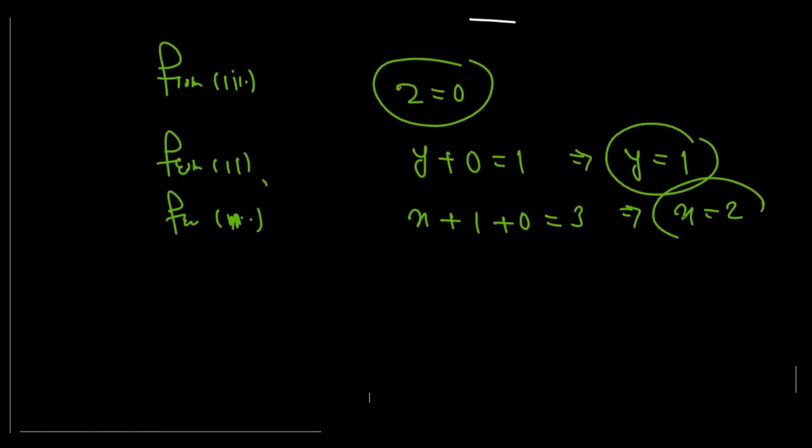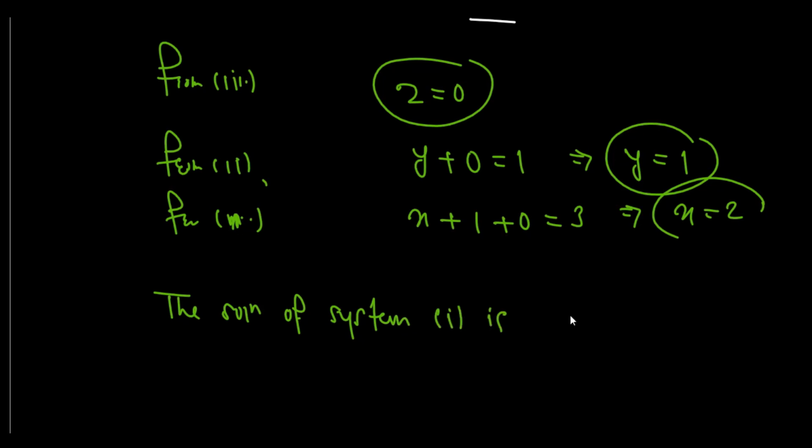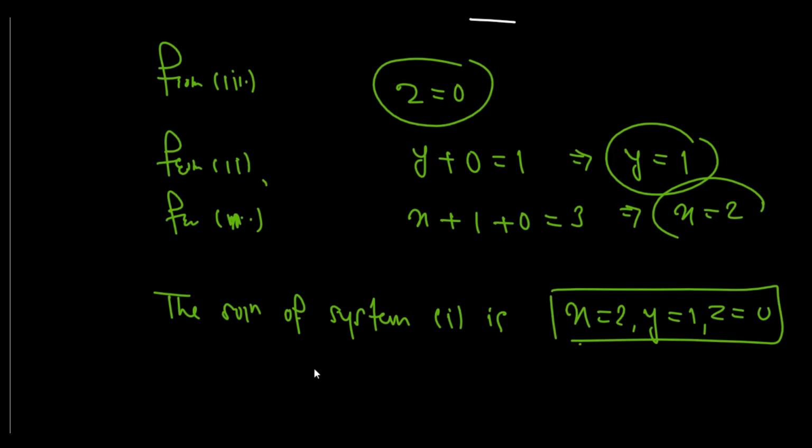Then the solution is unique, and we already discussed the existence of the solution, that your given problem has a unique solution. Therefore, write down the solution of system 1: x is equal to 2, y is equal to 1 and z equal to 0. So this is our final answer.